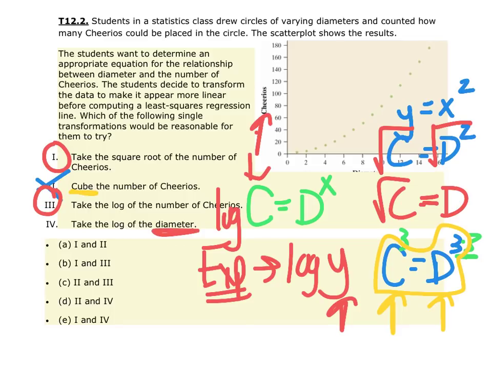Then part 4, take the log of the diameter. Now the problem here is that they want us to take the log of the diameter. Well, if it's truly an exponential function, the diameter is our input, our x value, so that doesn't make sense. For exponential functions, we say take the log of our response variable, or the y, not the log of our input variable, which we also call our explanatory variable. So in this case, only options 1 and 3 are valid, so letter B is the correct choice.